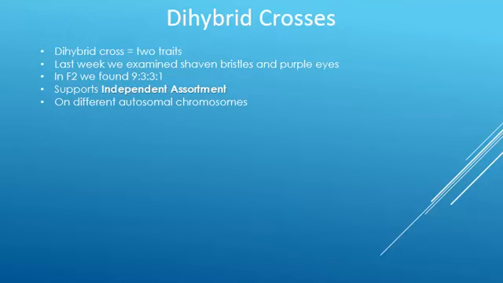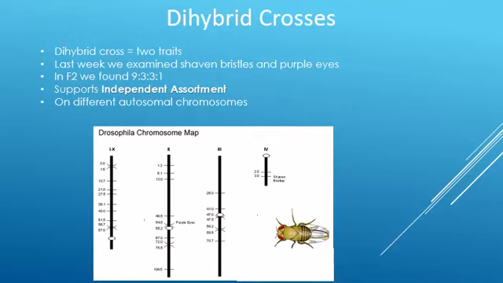Independent assortment means that the genes for the two traits are located on different autosomal chromosomes. And in fact, if we were to look at a map of the Drosophila chromosomes, we would find that the purple eyes gene is on chromosome 2, and the shaven bristles gene is on chromosome 4, on different chromosomes and therefore sorting independently.